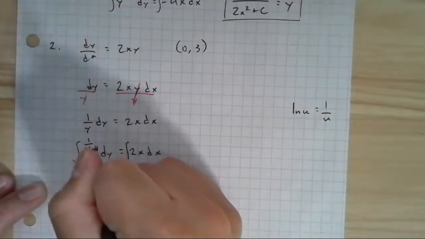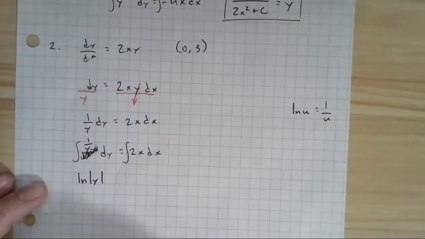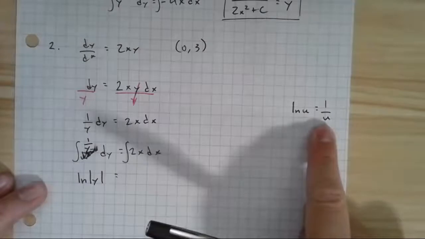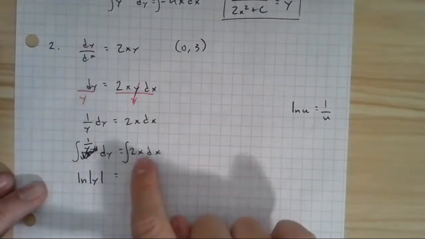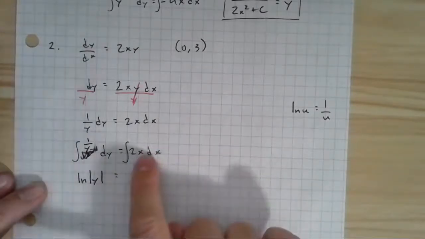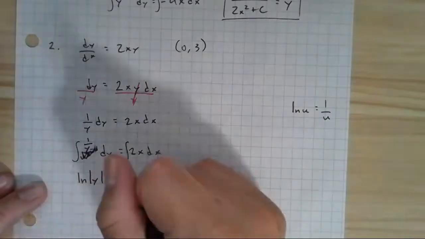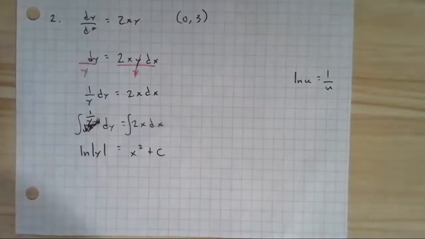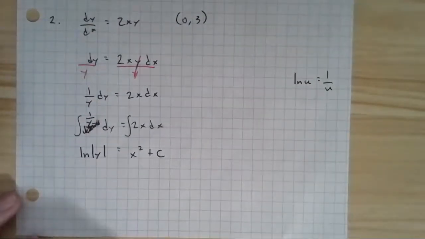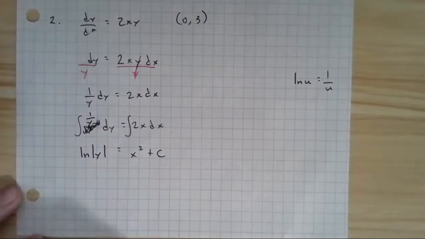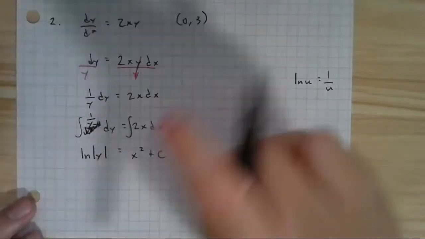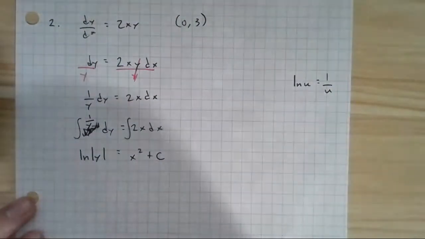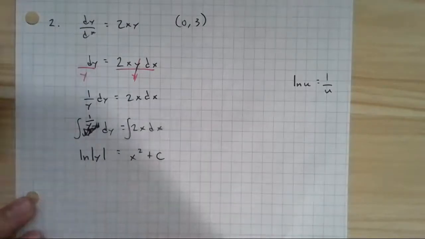So this will be the ln of the absolute value of y is equal to, again, the integral of 1 over y would be ln of y, because of this property here. And the integral here, if I add 1 to the exponent, I'll get x squared, divide by that 2. So I should have just x squared plus c. Just like that. Now, I could go ahead and plug in the point 0, 3 here to solve for c, but that probably won't be necessary.